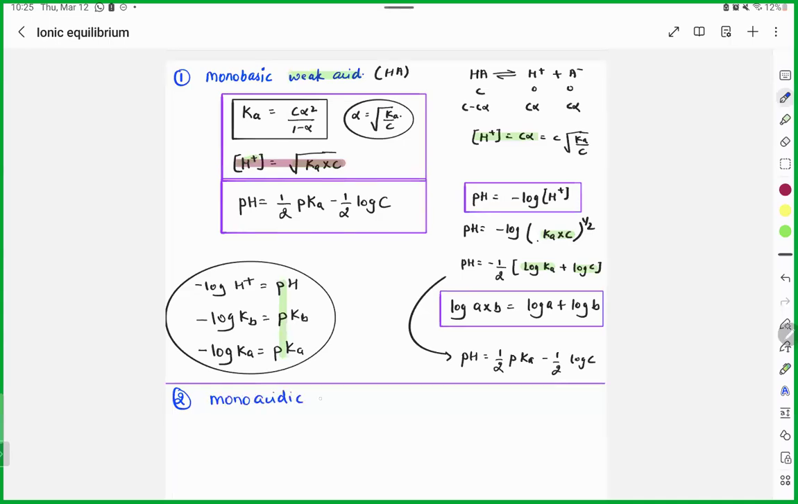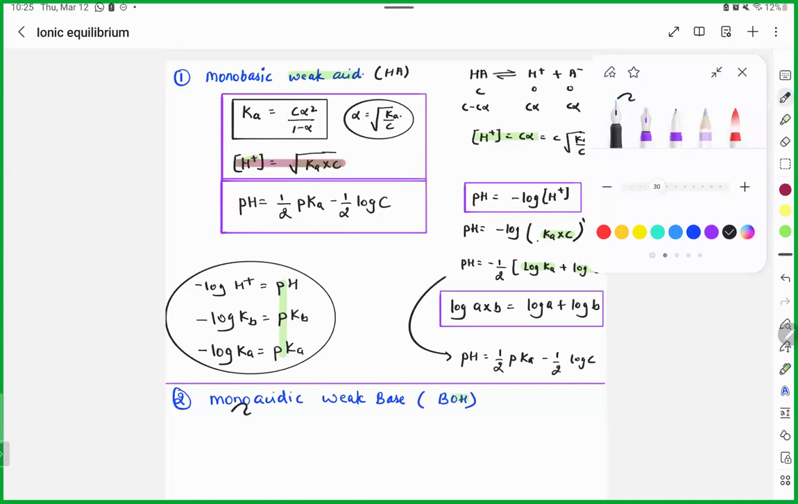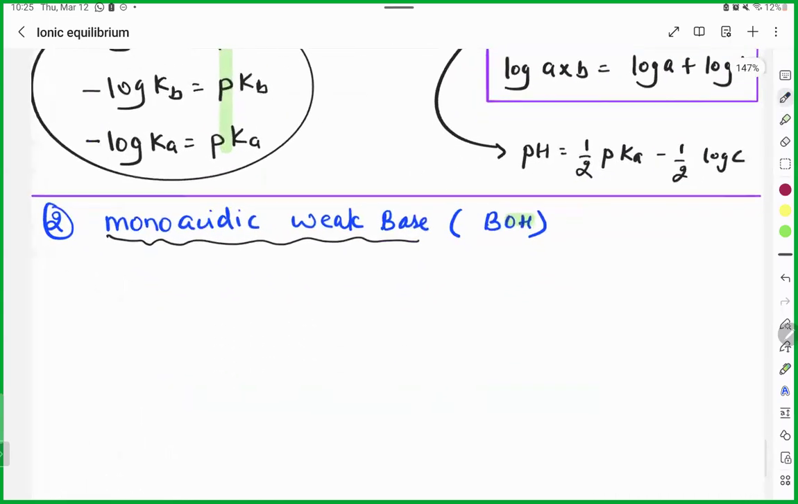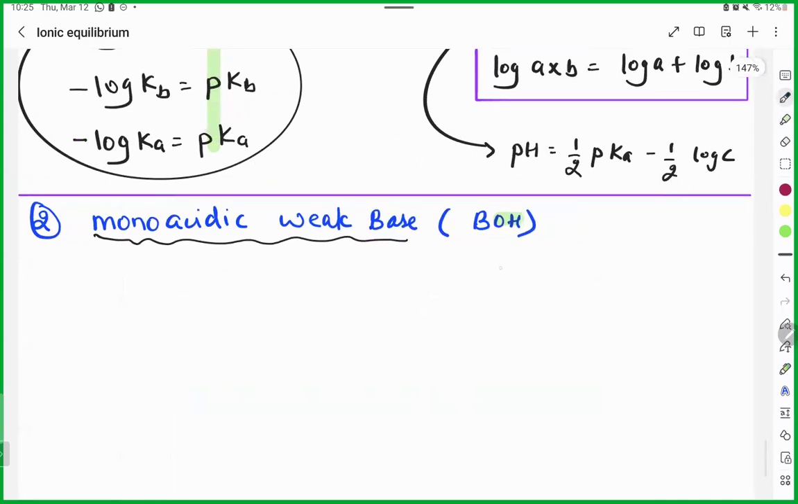Monoacidic weak base. It means you have BOH. It is a base because it will release OH negative ion. Correct. So what happened in this case? Everything is exactly same. Your BOH will break down into B positive and OH negative.